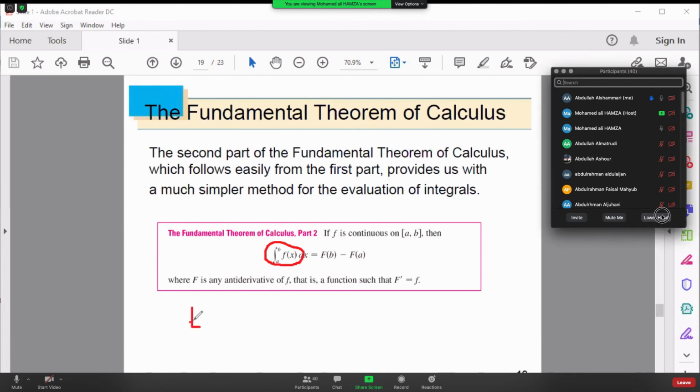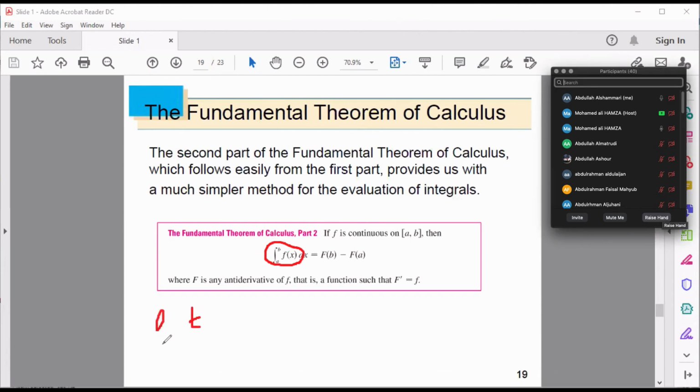Just to fix the idea, if f of t is equal to t, what about capital F? Assume in this particular case f of t equals t, what is capital F? I want a function such that its derivative is t. What is F of t? It is any function that when we differentiate it we get t. Who has an idea about this function? What will it be, guys? An exponential, a polynomial, a cosine, a sine?